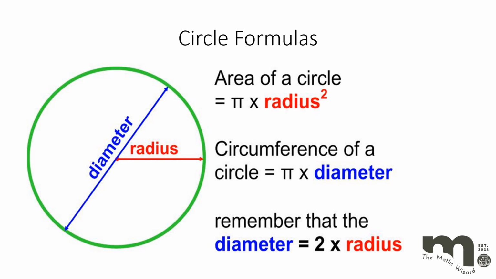The area of a circle is always pi times the radius squared, circumference is always pi times diameter, and remember, it's really important, the diameter is always double the radius. Now, two of these formulas you will get on your formula sheet in the 2024 exam, so the area and the circumference formulas will be on there if you are sitting your exam in summer of 2024.